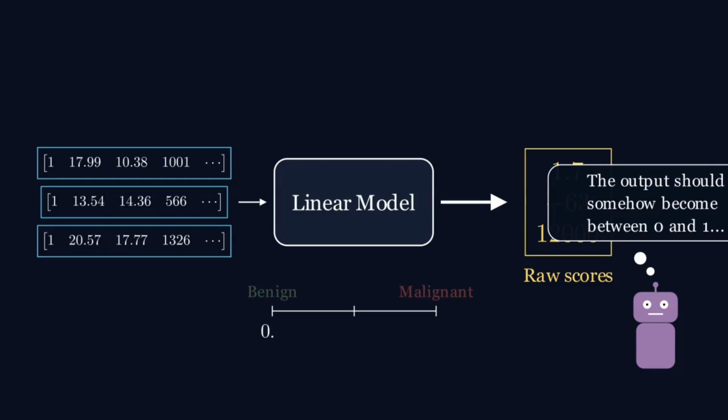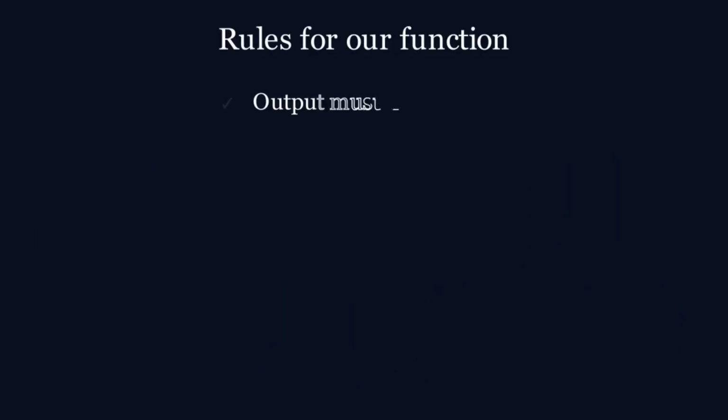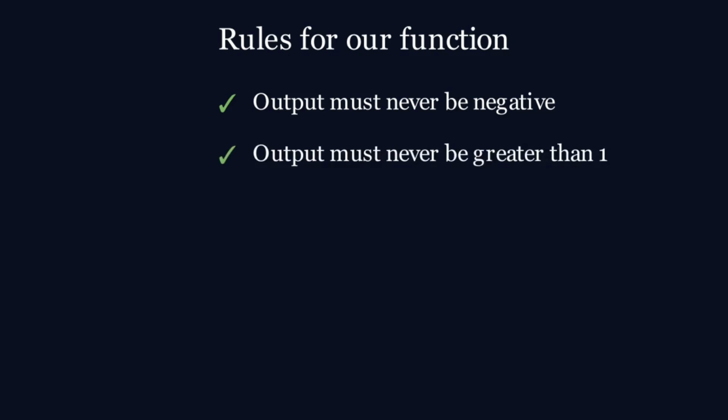Something that stays between 0 and 1, something that helps us make the decision, and that's exactly what we're going to build. So we need a new kind of output, not a raw score, but more so a probability. And probabilities have certain rules. For one, they can't be negative, and they can't be greater than 1. So whatever you choose to build, its output must stay between 0 and 1.